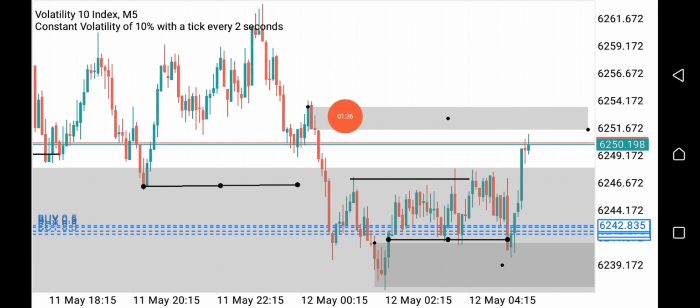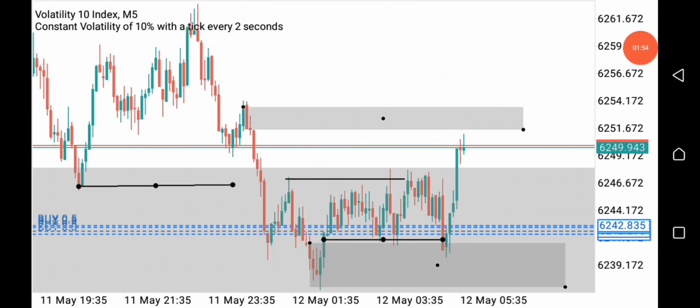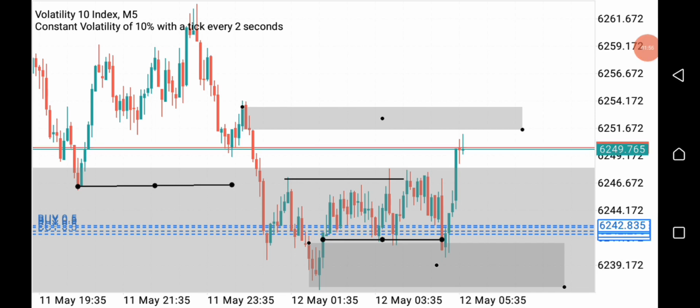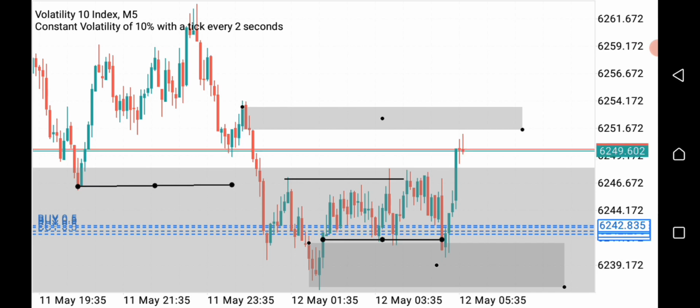The structural order block is the nearest order block that takes out the low or the high, depending on the scenario. While the extreme order block is called the original order block, the one that initiated the move in the first place. Their names don't really matter. What matters is whenever you spot these things, you know how to use them. So the market is trying to pull back.